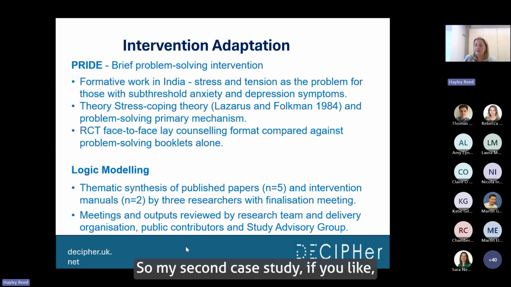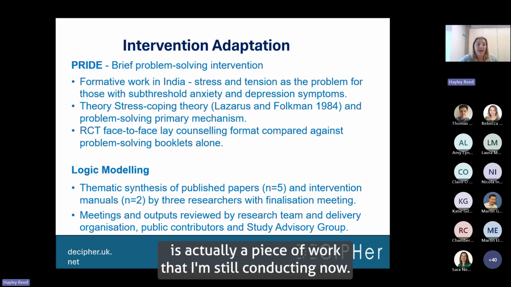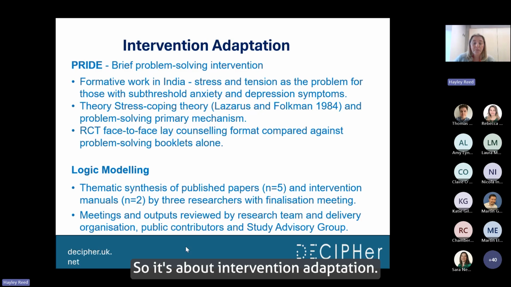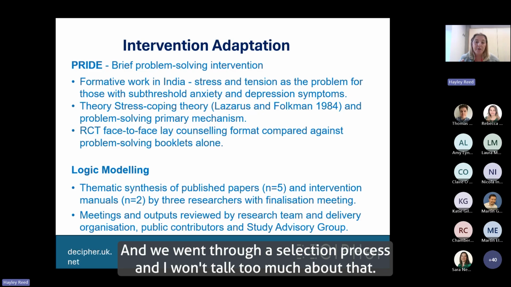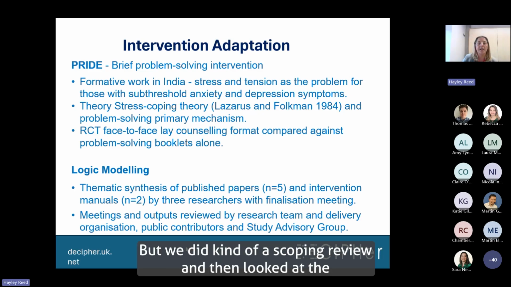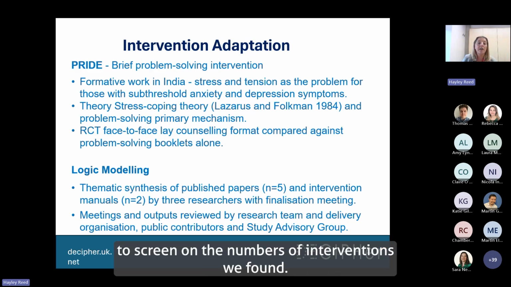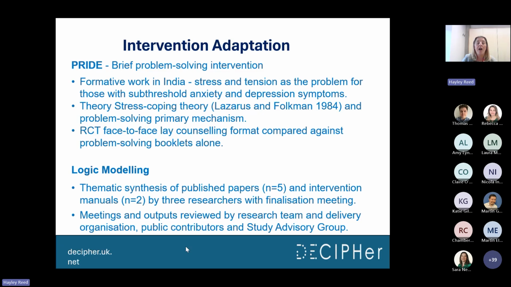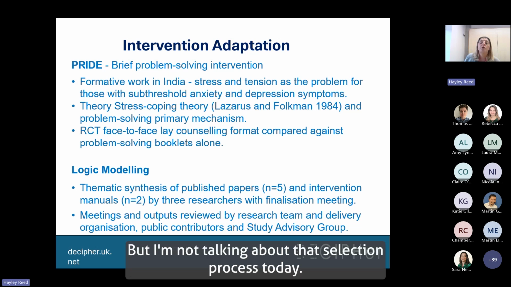So my second case study, if you like, in terms of logic models, is actually a piece of work that I'm still conducting now. So it's about intervention adaptation. So I have got a Health and Care Research Wales Fellowship, and we went through a selection process, and I won't talk too much about that, but we did a scope and review and then looked at effectiveness of interventions to screen on the numbers of interventions we found. And then we went on to work with stakeholders to decide which intervention would be the best one. But I'm not talking about that selection process today.